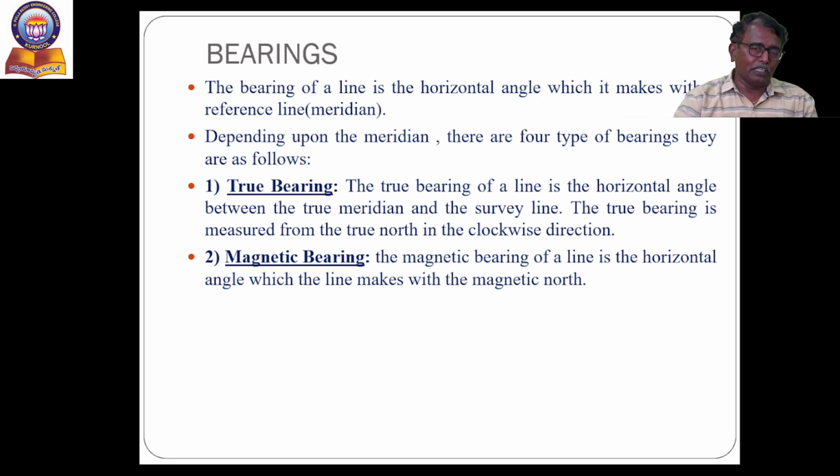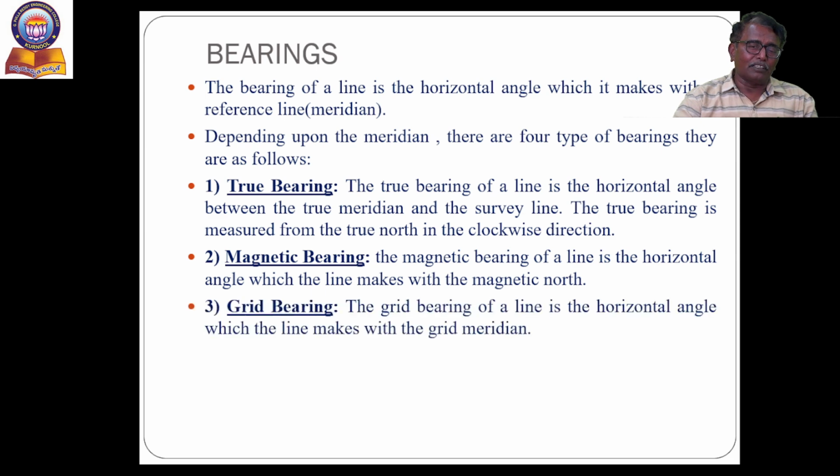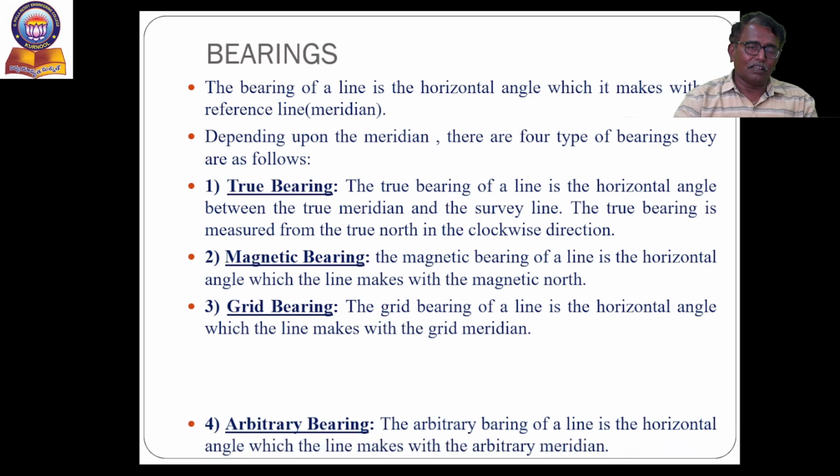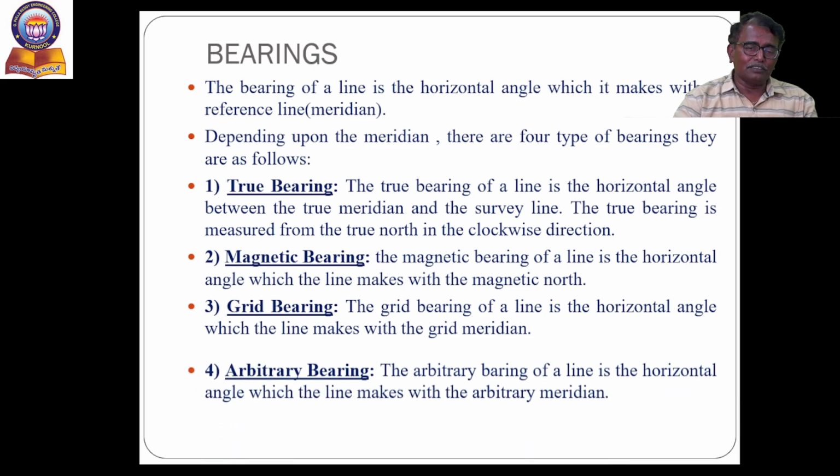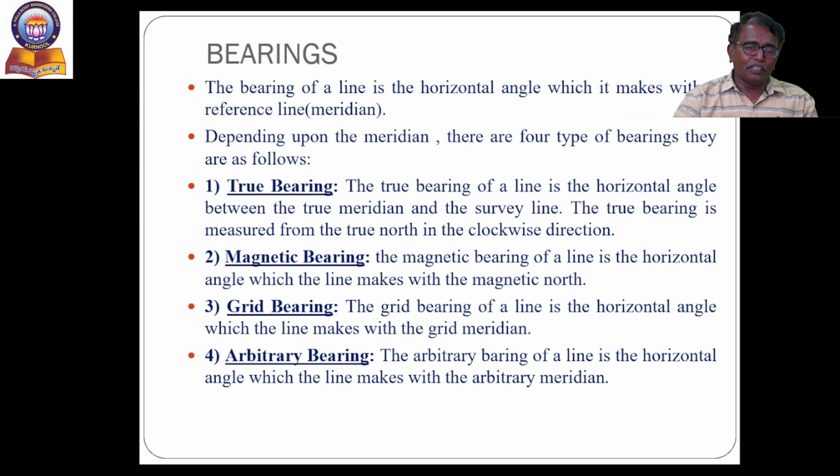Next variety of bearing is magnetic bearing. The magnetic bearing of a line is the horizontal angle which the line makes with magnetic north. Next is grid bearing. The grid bearing of a line is the horizontal angle which the line makes with the grid meridian. And the last one is arbitrary bearing. The arbitrary bearing of a line is the horizontal angle which the line makes with the arbitrary meridian.